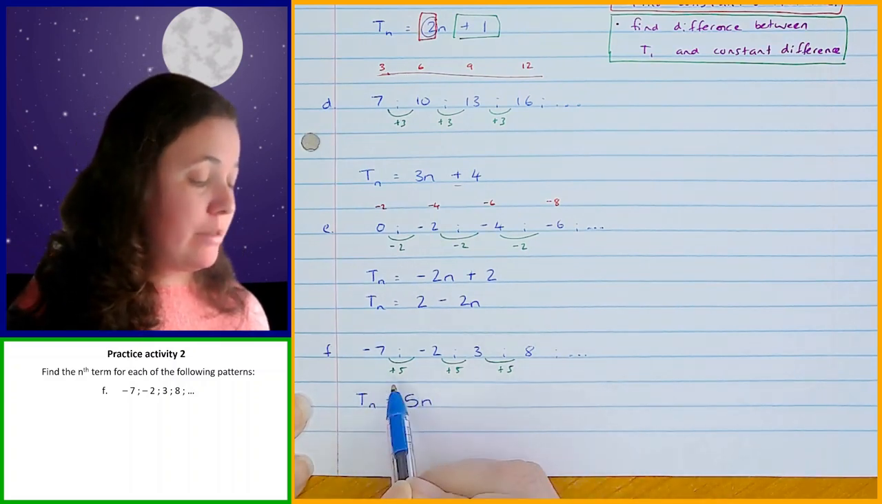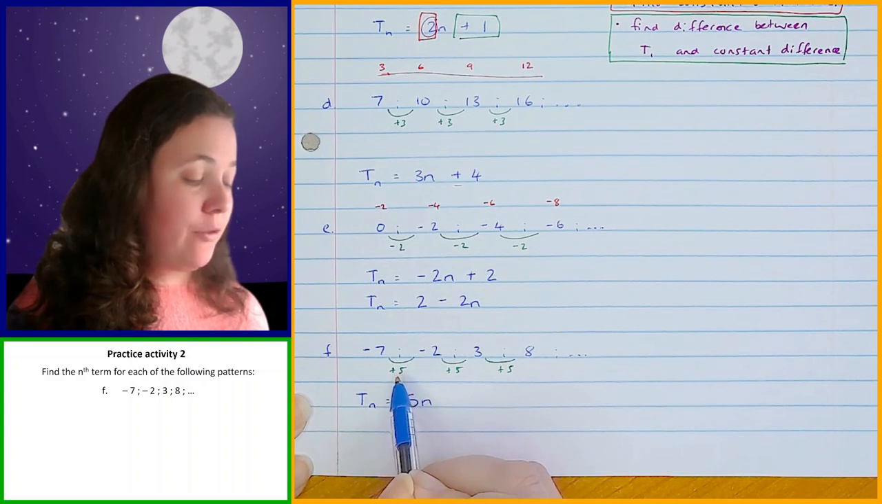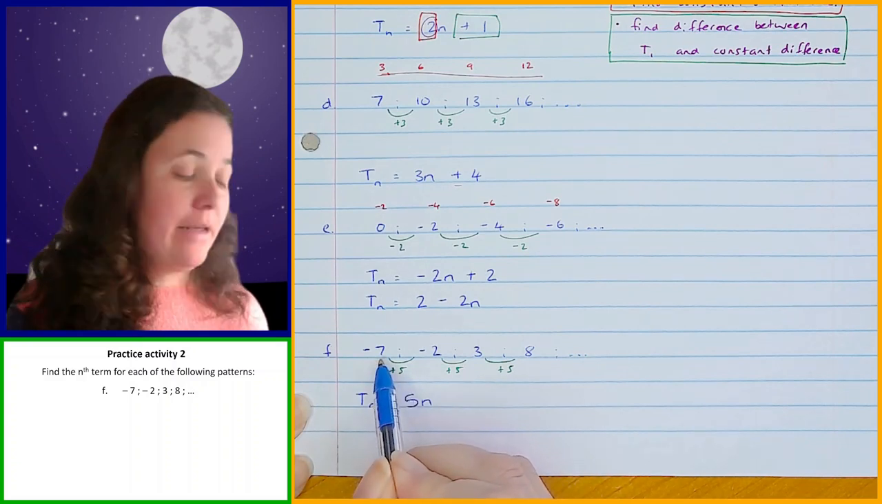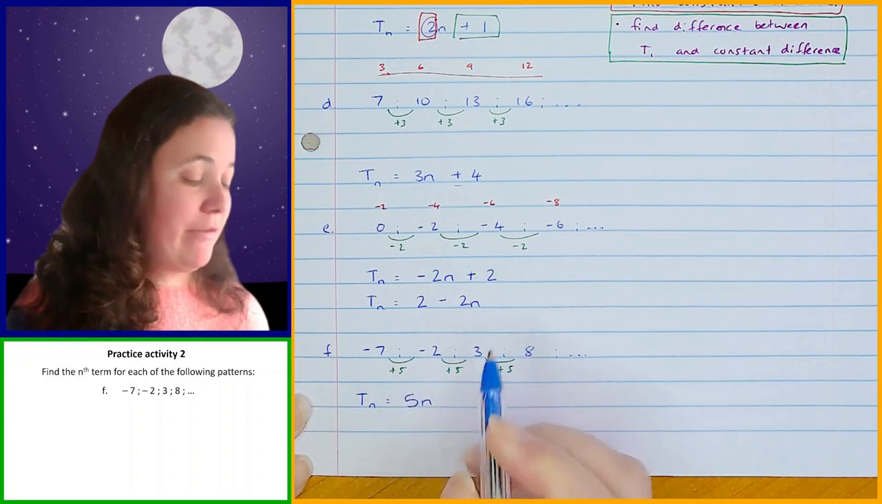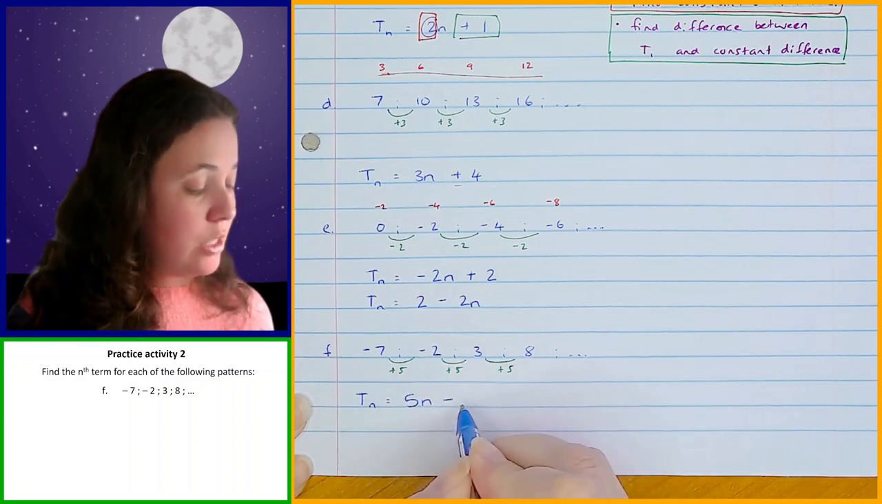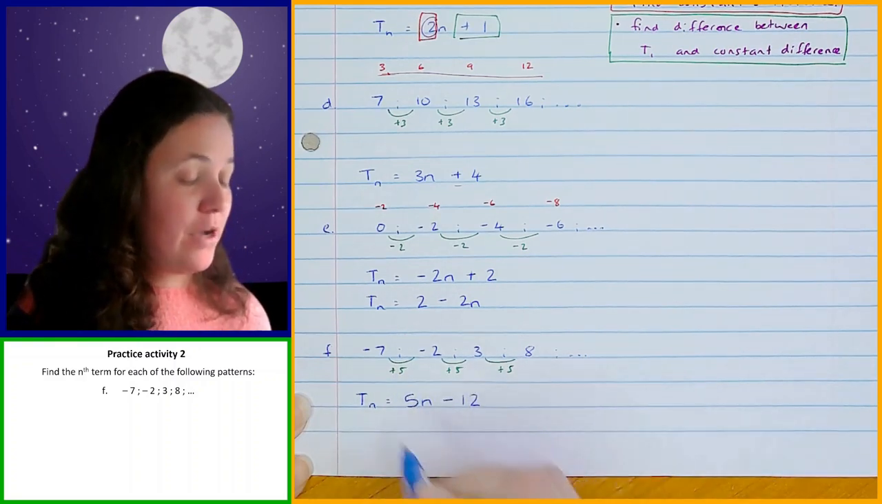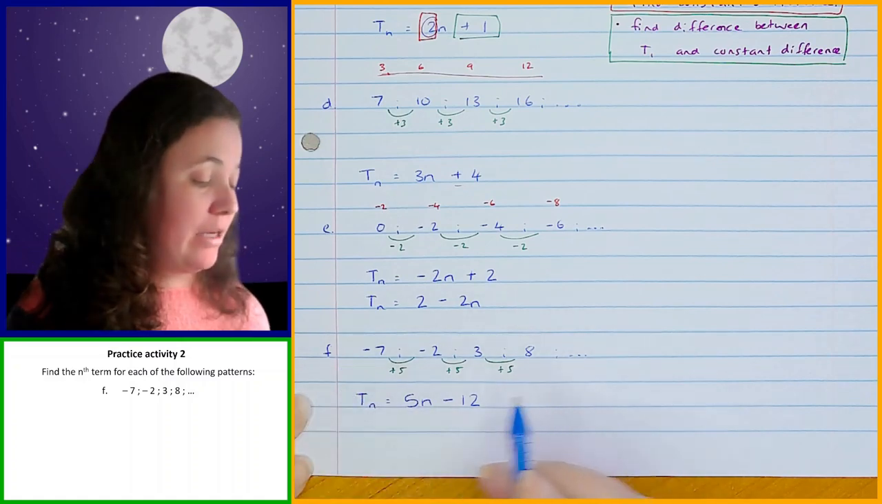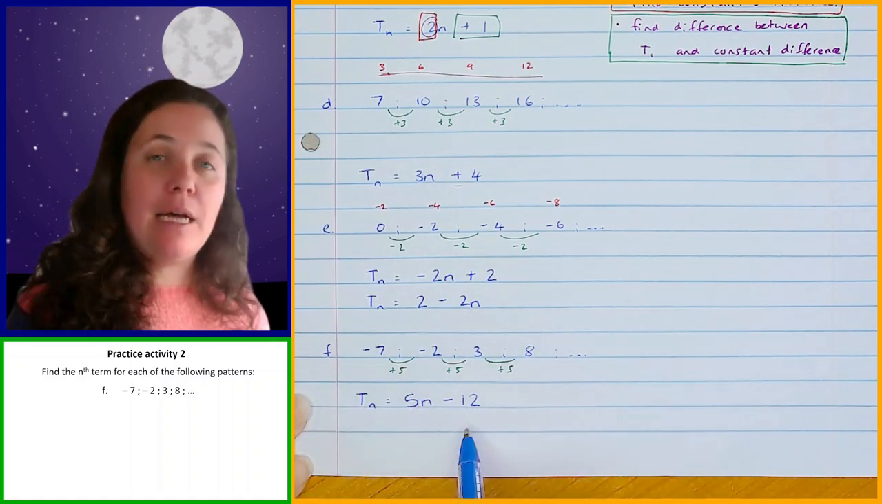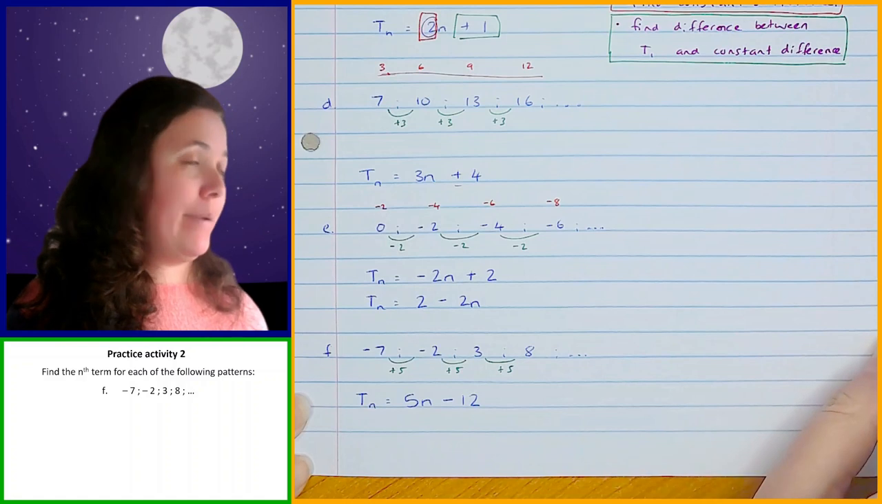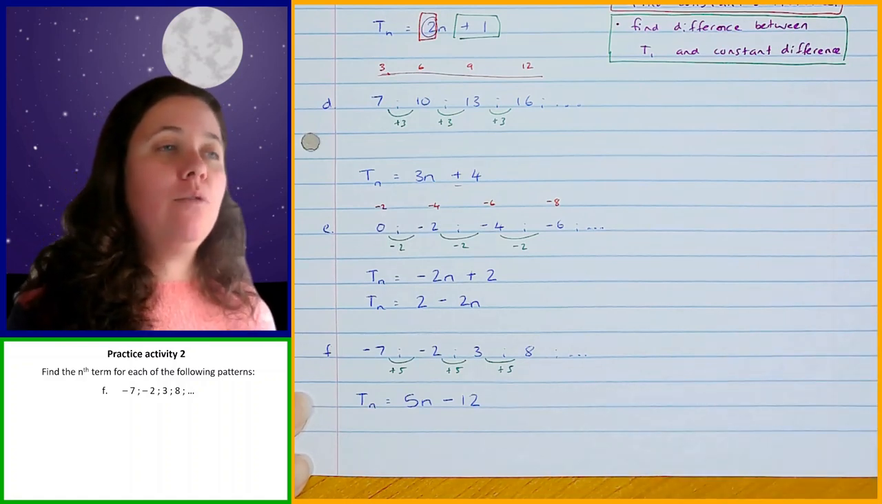The next thing I'm going to do is see what I must do to get from 5 to negative 7. To go from 5 to negative 7, I need to subtract 12, because 5 minus 12 will give me negative 7. So that is what you should have got for the rule for that pattern. Okay, now we're going to go back.